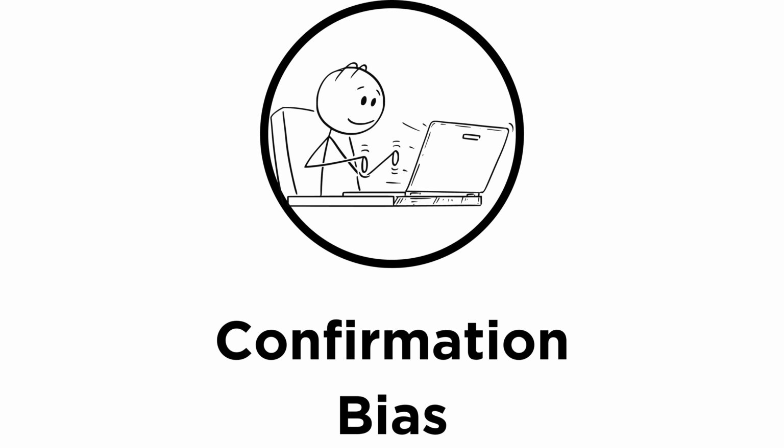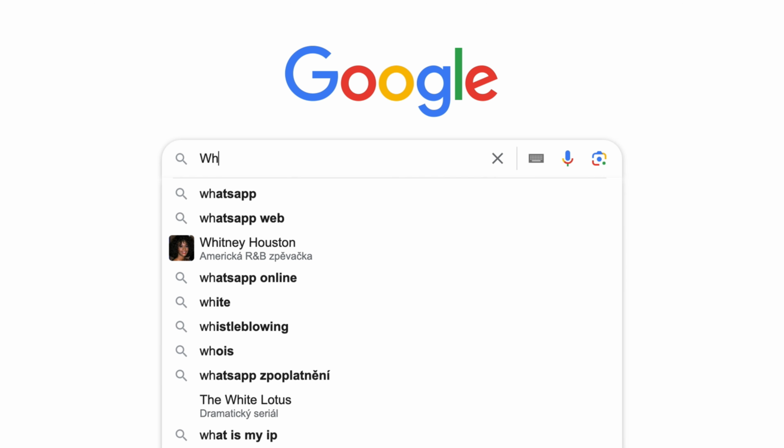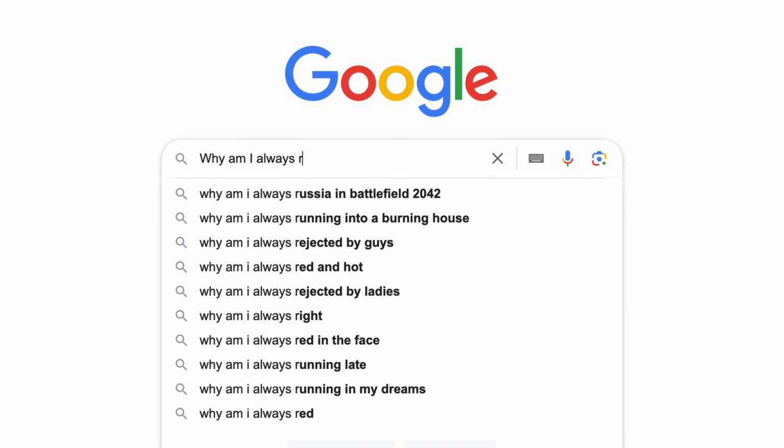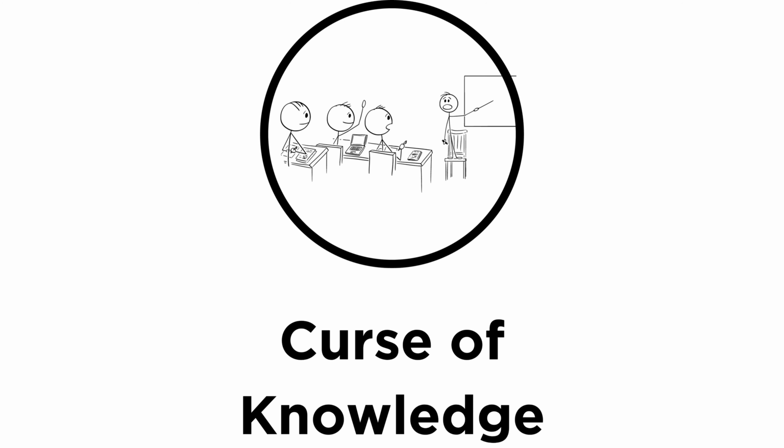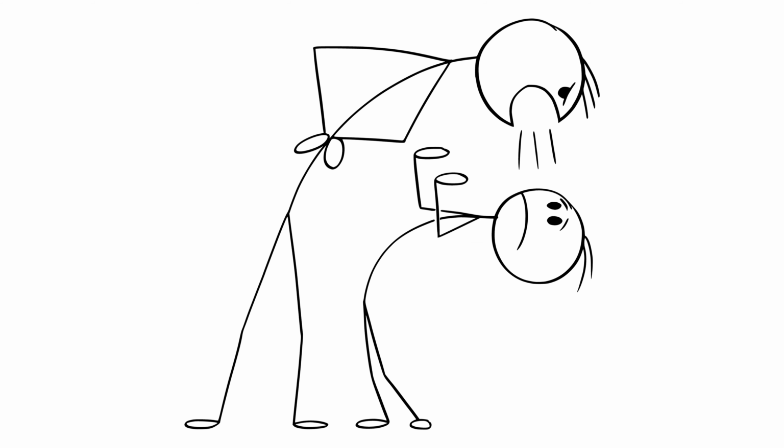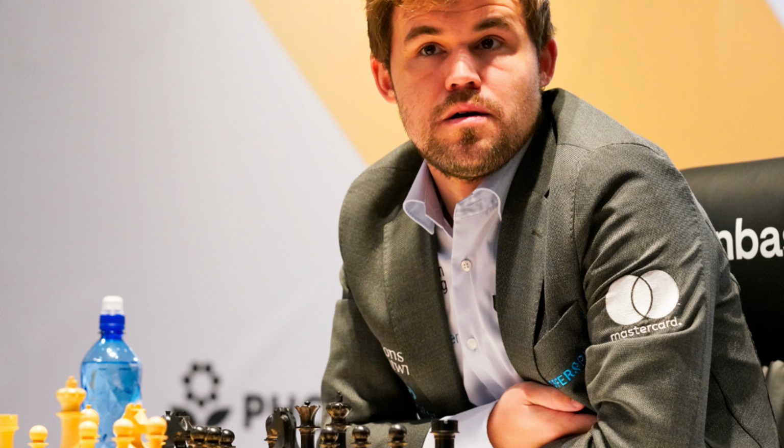Confirmation bias is when you search, interpret, or remember information in a way that confirms your preconceived notions. I'm talking to you, flat earthers. The curse of knowledge is when you assume other people have the same level of knowledge as you, which leads to ineffective communication. This is what would happen if you talked to Magnus Carlsen about chess.